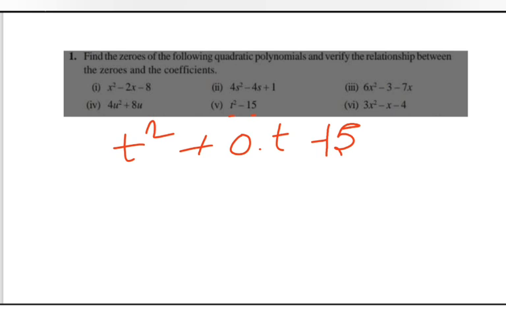So the b term is not given, so we can assume it as 0. See, now it is satisfying the general form ax square plus bx plus c. Here a will be 1, b is 0 and c is minus 15. So we got a form. Now let's do the sum.